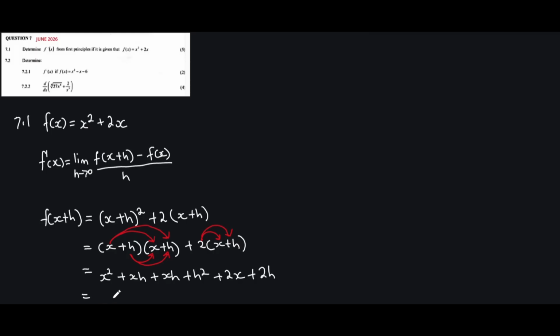So let's go and add like terms, and subtract any like terms that you have from that equation. You see we have x squared there, we only have one x squared, so we'll write it as it is.